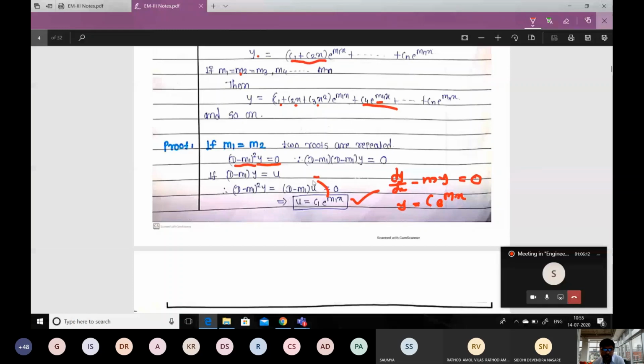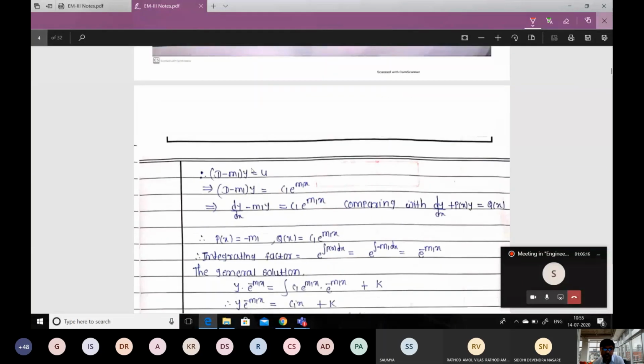So what will be the change? We get another equation (D minus m1) y is equal to u, and the value of u we obtained is this. So (D minus m1) times y is equal to c1 e to the power m1x. Now let me use the traditional notation, dy by dx. I'm replacing capital D by dy by dx. So we have dy by dx minus m1 times y equal to, on the right hand side, c1 e to the power m1x.